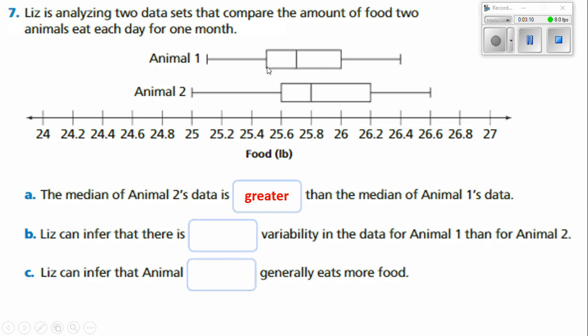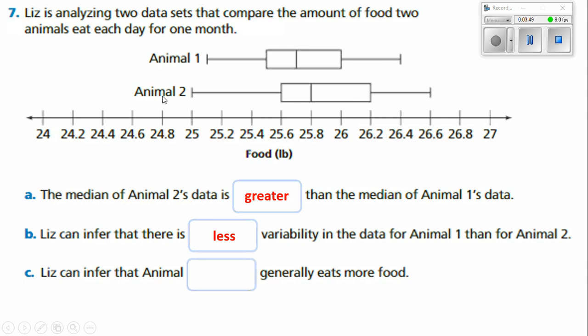Let's check that variability. We see this one starts at about 25.5 and ends at 26. As you can see, this is going to be smaller than the 25.6 that goes all the way to 26.2. This box looks a bit longer. So we can say that there is a lower variability, or less variability, in the data for animal 1 than there is for animal 2. Liz can infer that animal blank generally eats more food.